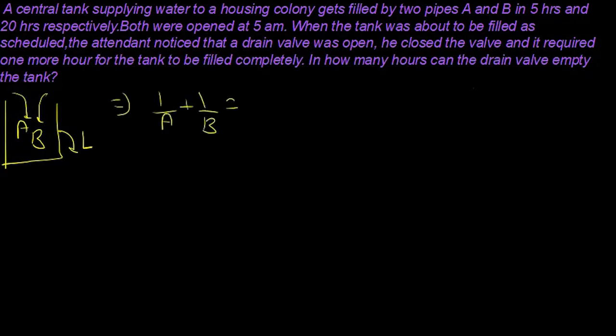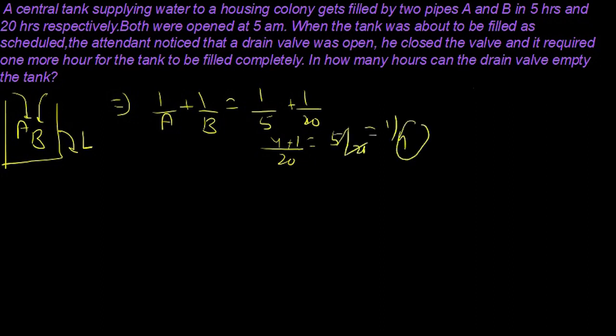So I think we can calculate it. 1 upon 5 plus 1 upon 20 is, 5 fours are 20, ones are, so 5 by 20 is 1 upon 4 hours. So he's expecting that in these 4 hours, this system is going to be filled.